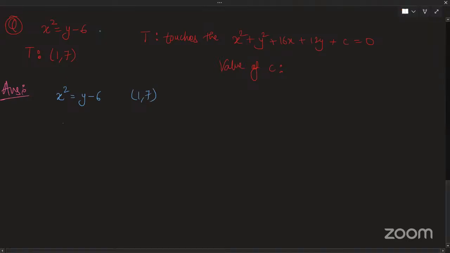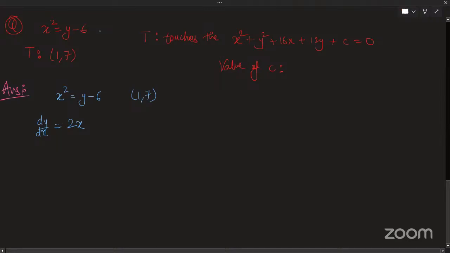Can we differentiate this thing? If I differentiate it with respect to x, can you tell me what will be the value of dy by dx? What will be the value of dy by dx? 2x, right? Correct, 2x. So dy by dx is 2x.